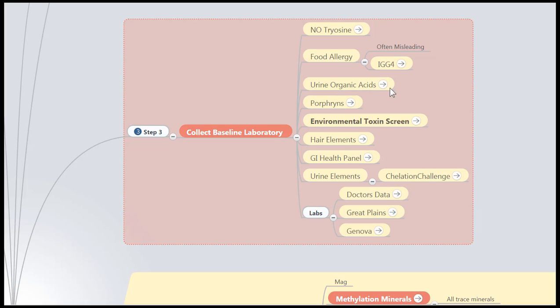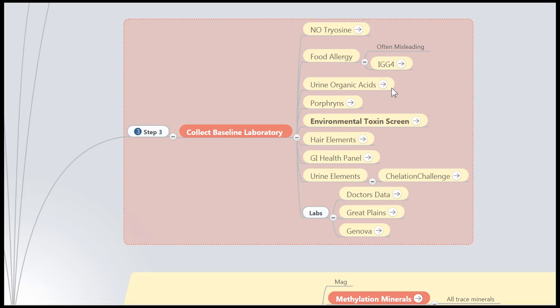Urine organic acid test is one of the most useful tests, and that's done by Great Plains. There's other labs that do it, but they do a very good job. They also have some other tests such as porphyrins, but this test will show you the presence of bacterial overgrowth by basically looking for the things they give off in the urine.